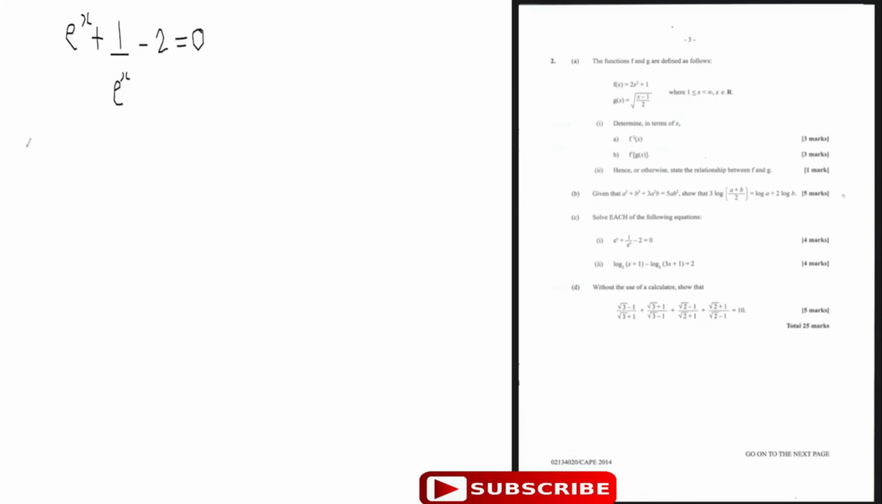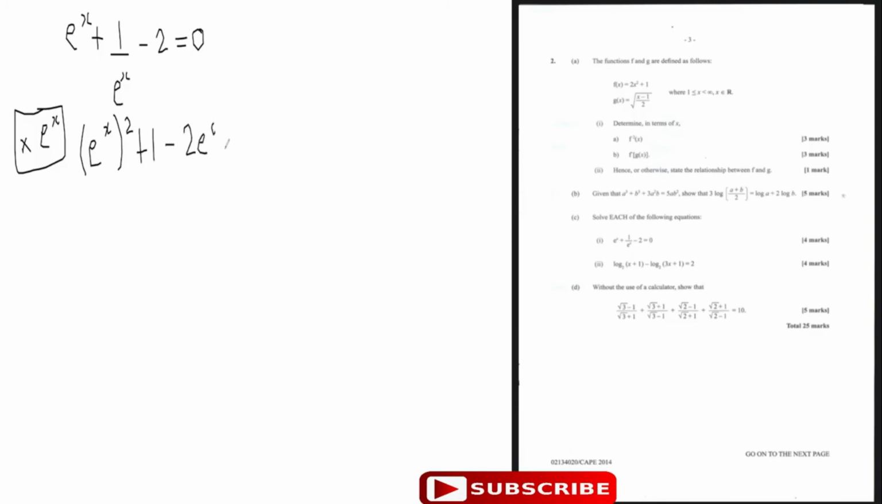Since we're solving this equation equal to 0, we can multiply through by e to the x. By multiplying through by e to the x, we're going to get that this becomes e to the x squared. E to the x times e to the x is e to the x squared plus 1 minus 2 e to the x. And that's equal to 0.